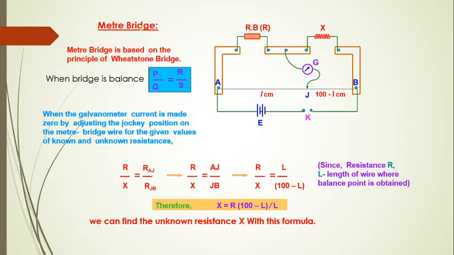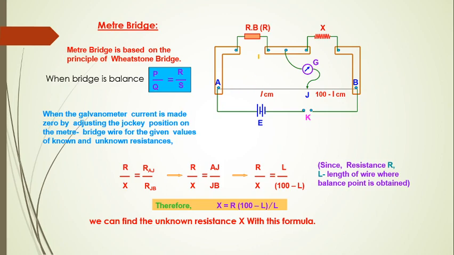The meter bridge is based on the principle of the Wheatstone bridge. When the bridge is balanced, meaning no current flows through the galvanometer, the ratio of the two resistors P divided by Q equals R divided by S. This is the principle of the meter bridge.